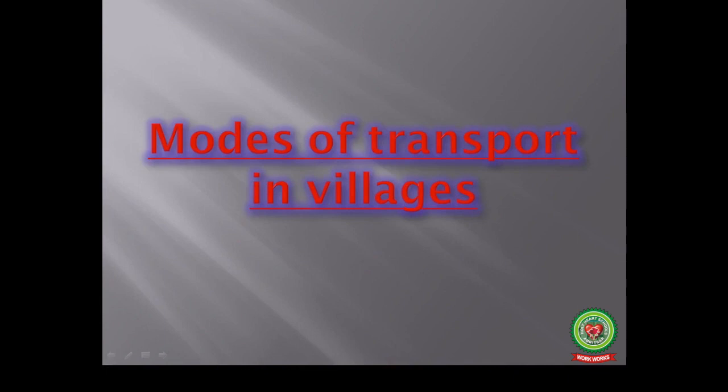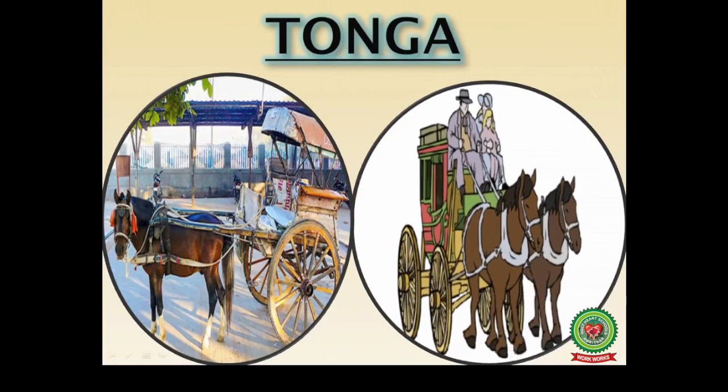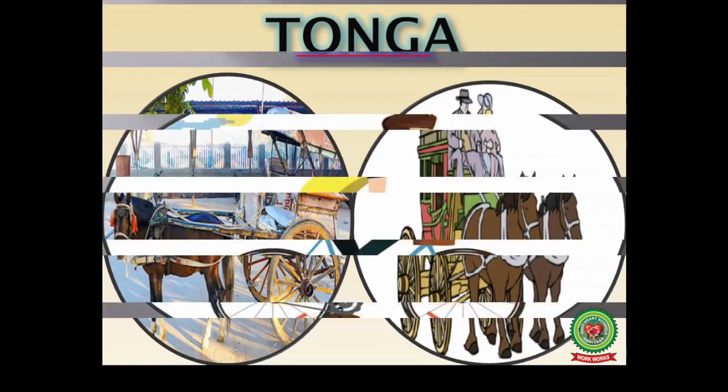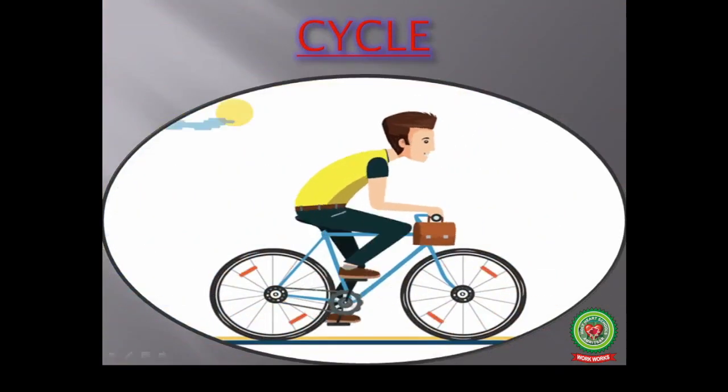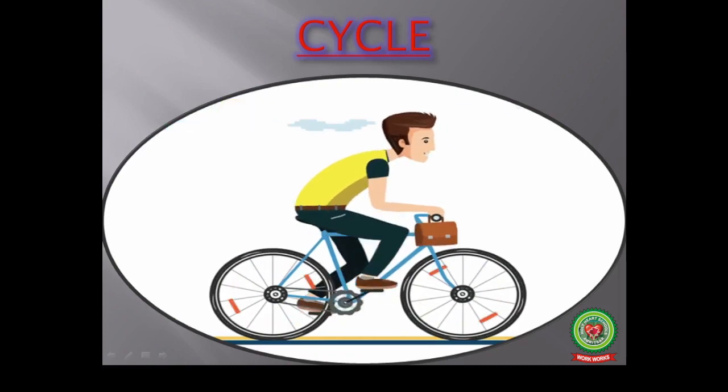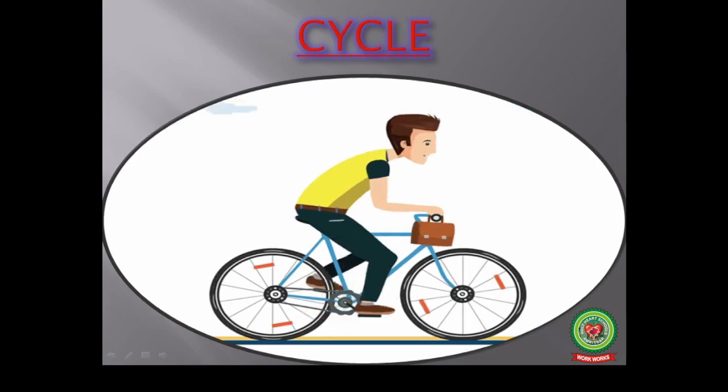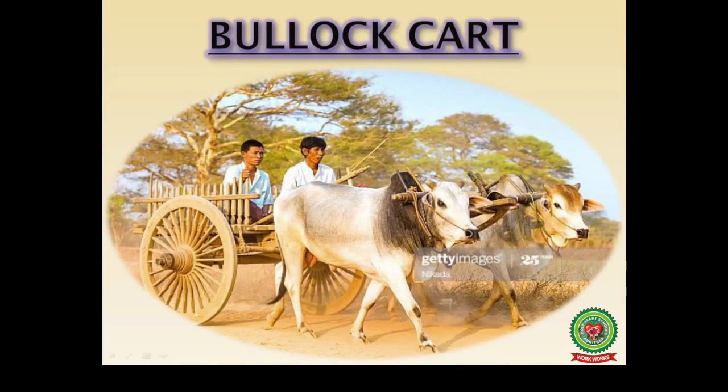Modes of transport in villages. Tonga. Tonga is also called a horse cart as it is pulled by a horse. It is a mode of land transport used in villages. Cycle. It is a mode of land transport used in villages. Bullock cart. A cart pulled by a bullock. It is a mode of land transport used in villages.